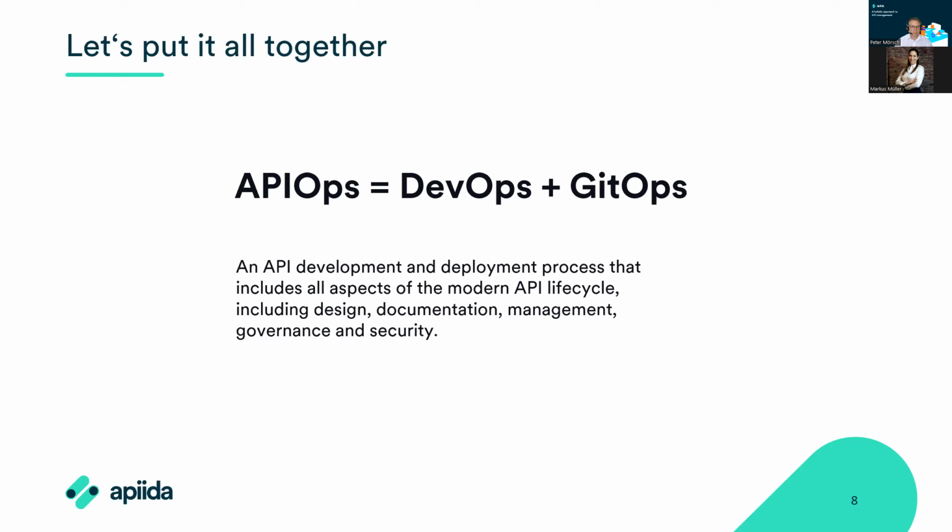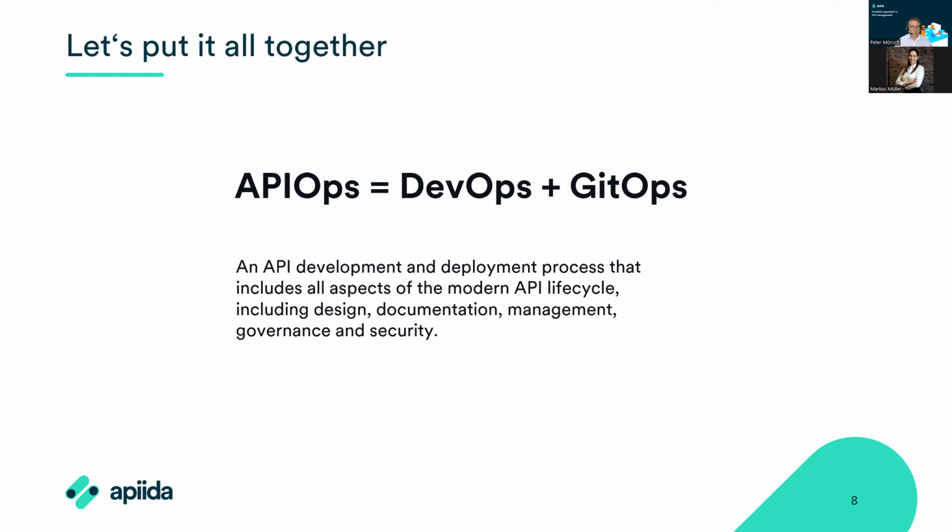So APIOps is an API development and deployment process that includes all the aspects of the modern API lifecycle. And besides what I did mention, that is also design, documentation, management, governance, security, everything, right? So you want to express everything as code. You want to put everything in your repository. You want to make changes to it. And these changes should be reflected on your environment.